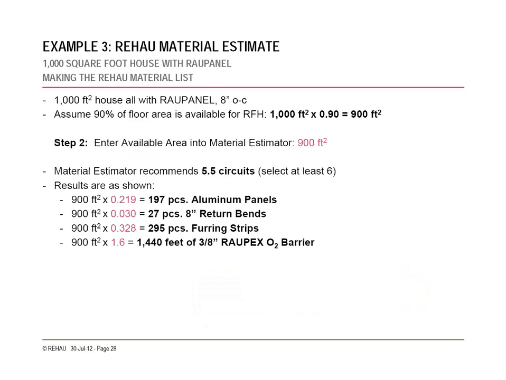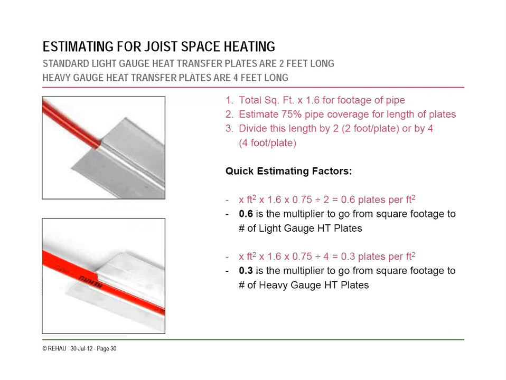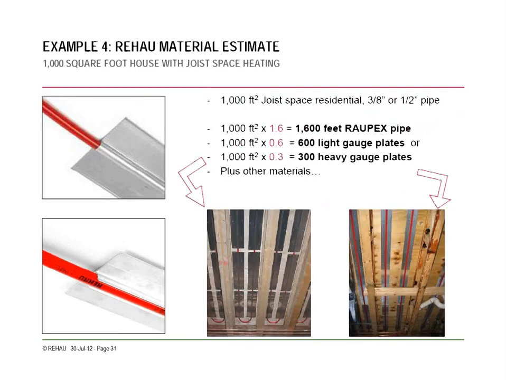And as you can see, the material estimator spit out the different amount of pieces you need for each. Same deal for the gauge plates that we mentioned before. As you can see, they give you a 0.6 and a 0.3 multiplier. Again, those are coming from the spec sheets on the different parts.